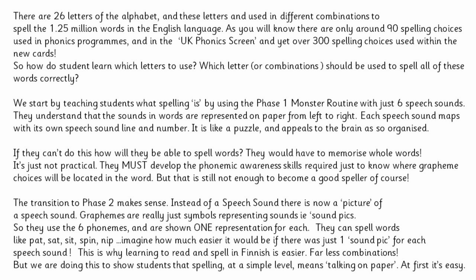So if there are 26 letters of the alphabet, and there are lower and uppercase, and these letters are used in different combinations to spell the 1.25 million words of the English language, how are we going to ensure that the children can use them in the right combinations and in the right order in the words to spell the words as intended, as we would find it in the King's Code Mapping Book, also known as the dictionary?